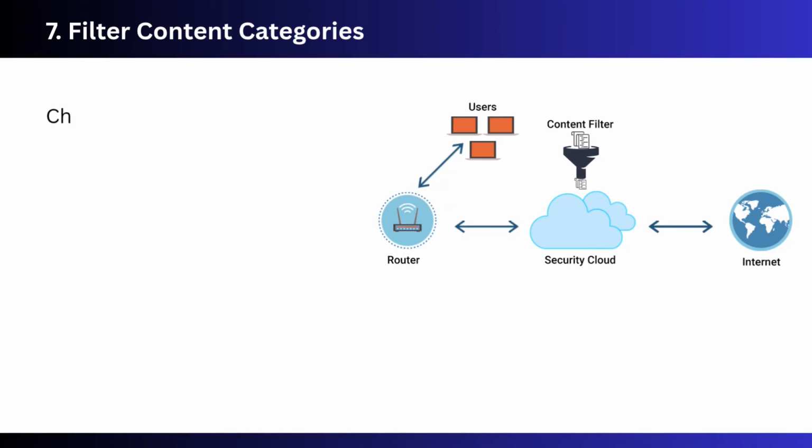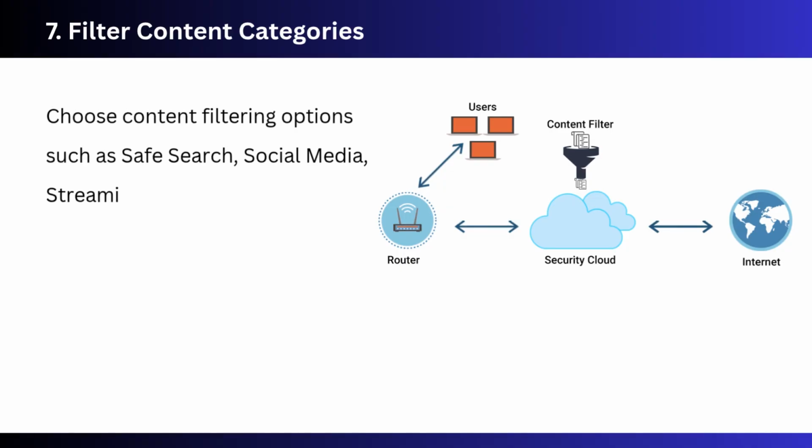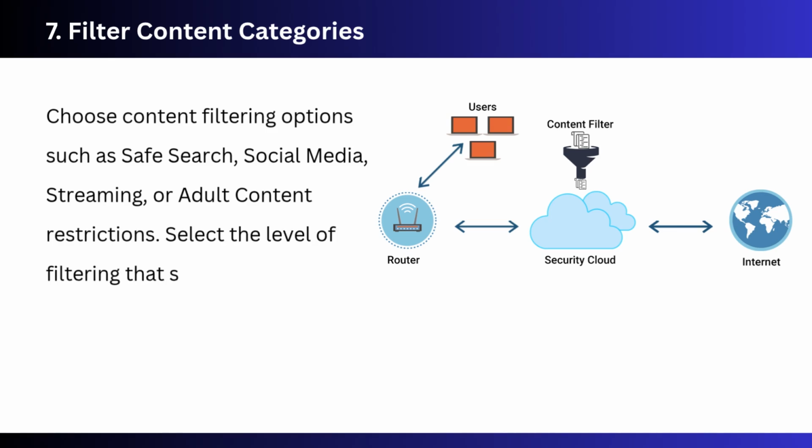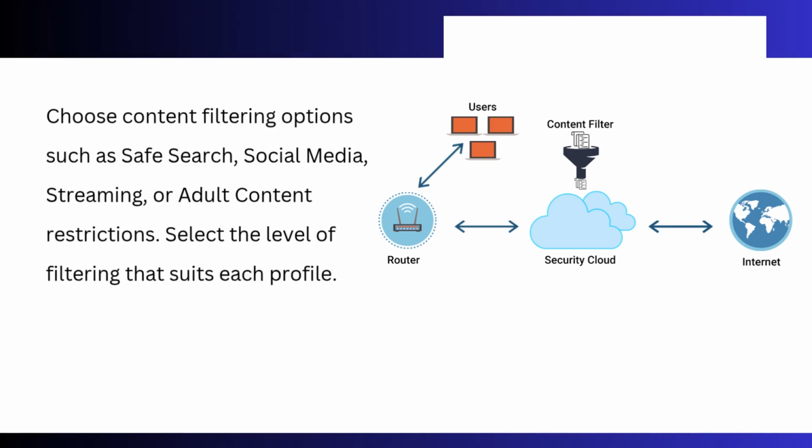7. Filter content categories. Choose content filtering options such as safe search, social media, streaming, or adult content restrictions. Select the level of filtering that suits each profile.